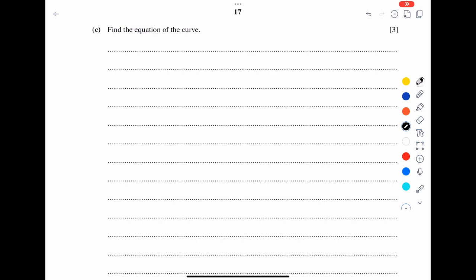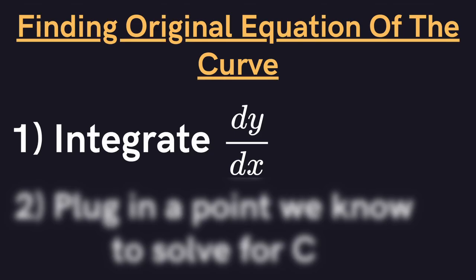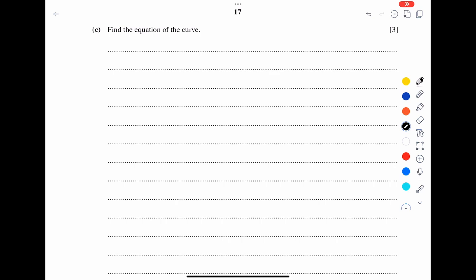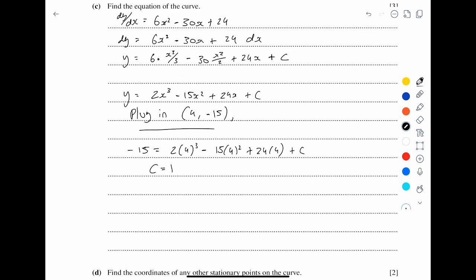minimum. Question 11c. Finding the original equation of the curve boils down to two things. 1. Integrating dy by dx, because this gives you y. 2. Plugging in a point we know to solve for c. Doing this gives us the following. With c equals 1 when we plug in 4, negative 15. And so y is going to equal 2x to the power 3 minus 15x squared plus 24x plus 1.